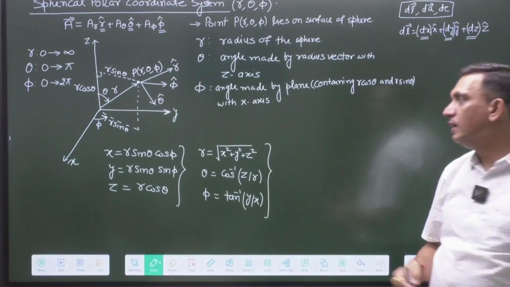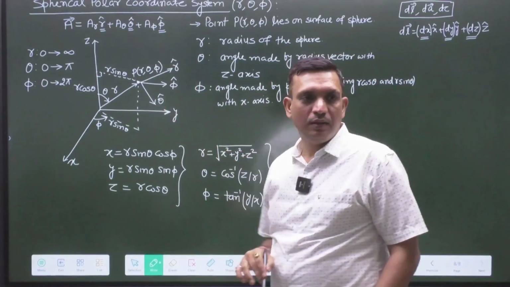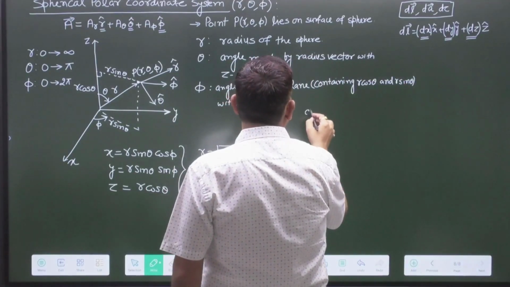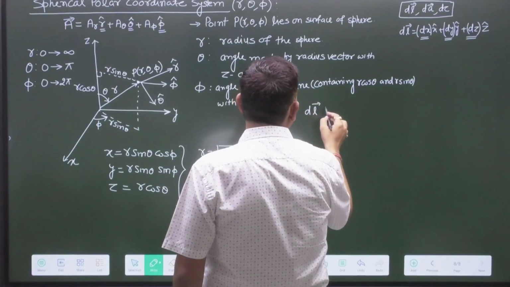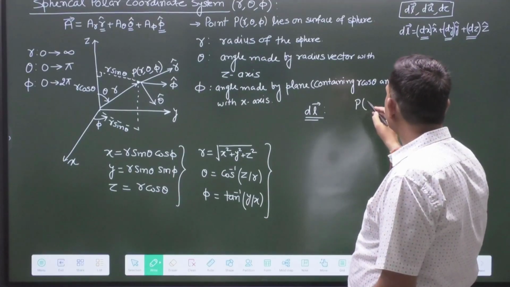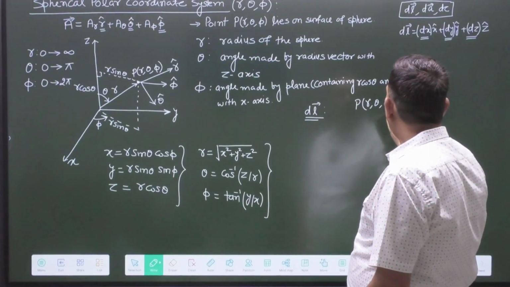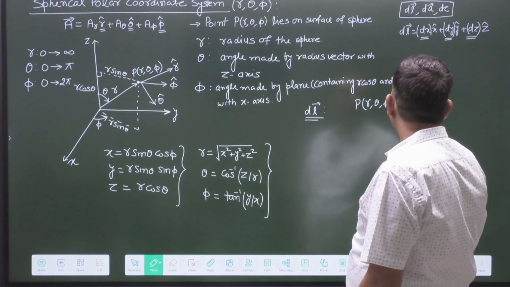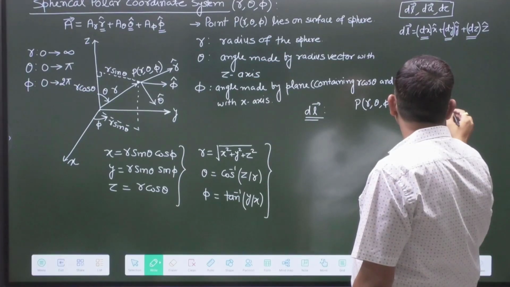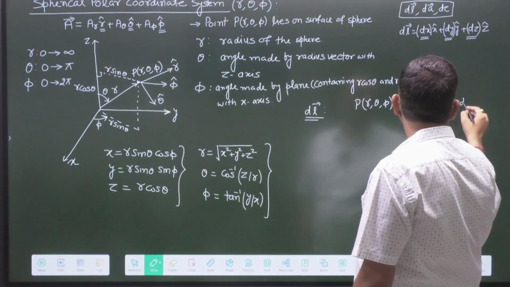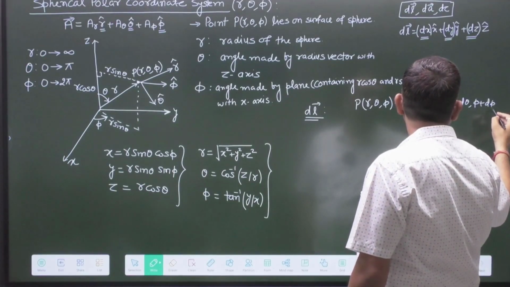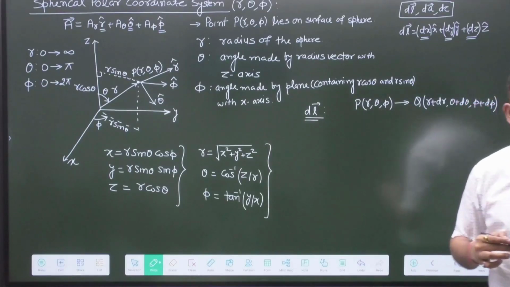In the same way, we can write dl in spherical polar coordinates. So let's write the dl vector, the infinitesimal displacement vector. So point P is r theta phi. You should move to point Q, r plus dr, theta plus d theta, phi plus d phi.